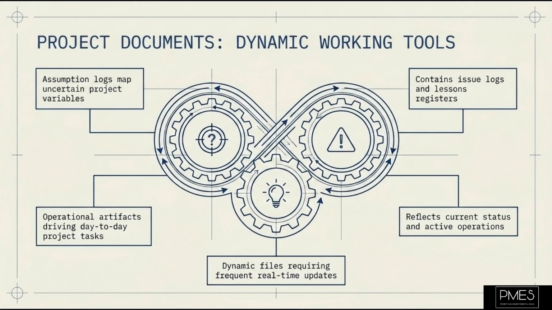Project documents, on the other hand, are the operational artifacts used to manage the project day-to-day. Examples include the assumptions log, issue log, and lessons learned register, which we discussed in the preceding lecture. These documents are dynamic and are updated frequently as new information becomes available or as the project progresses. They reflect the current status and ongoing activities of the project.